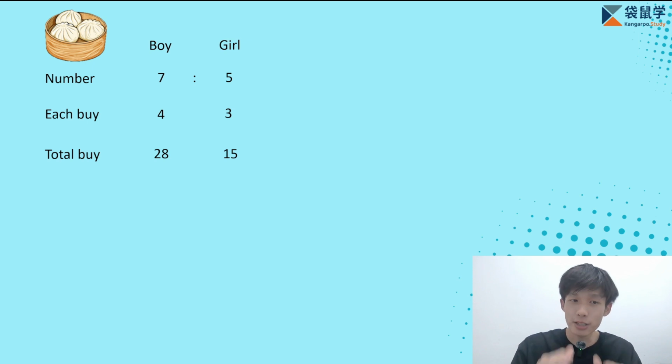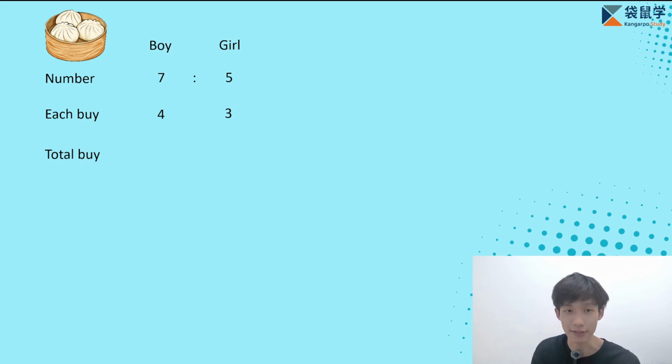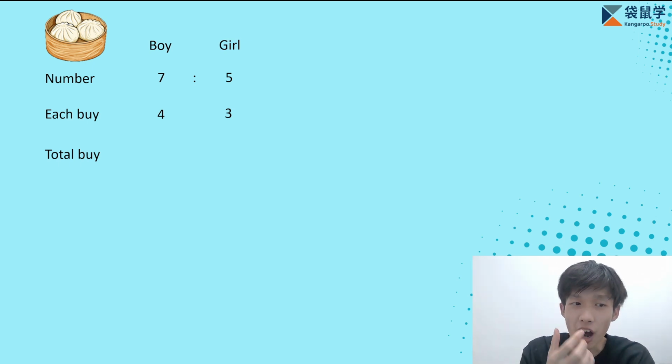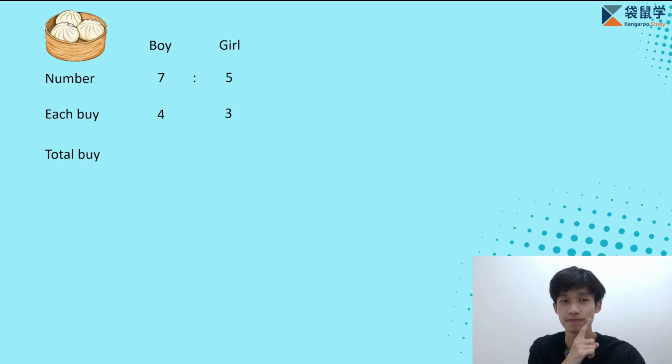Now, from this point, we cannot get the actual number of pouches that all the boys get and all the girls get. But let's try to find out what we can get instead. So we have the ratio of 7:5. We can think of it as 7 units to 5 units. Now my question is, how do we find the number of pouches that all the boys eat in terms of units? Yes, it should still be 7 times 4 to give us 28 units. And for girls, 5 times 3, a total of 15 units.